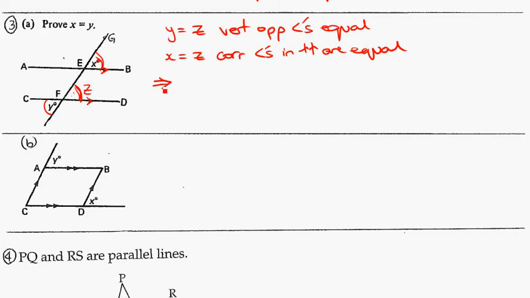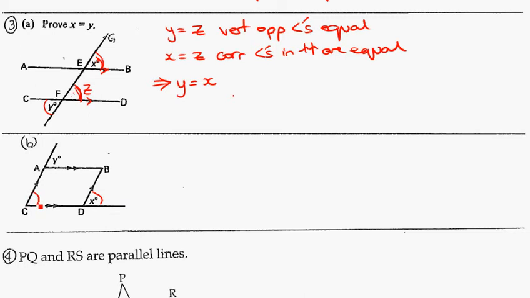Once again, we need a therefore arrow. If y is z and x is z, then of course y must equal x, as we're asked to show. Okay, and similarly with part B here, proving that x and y are the same.